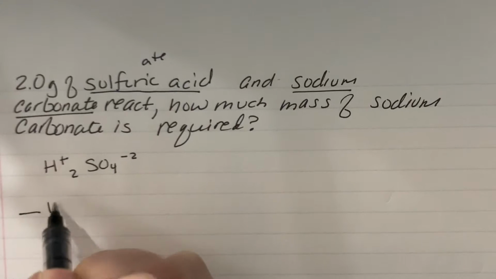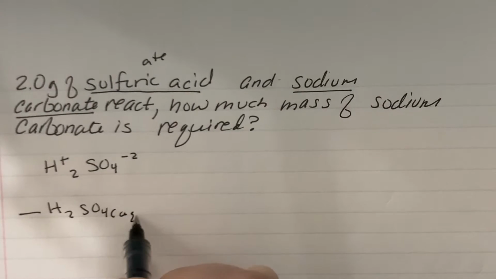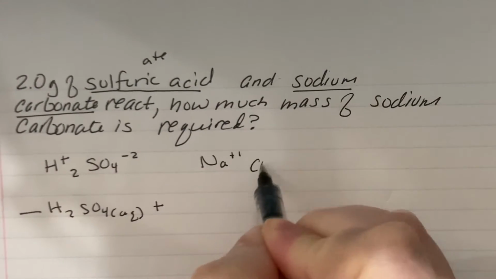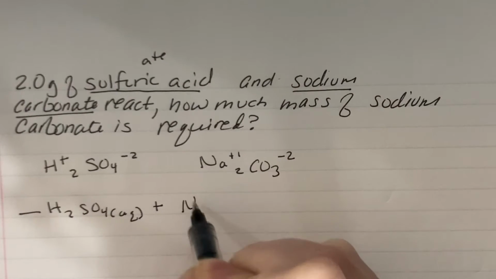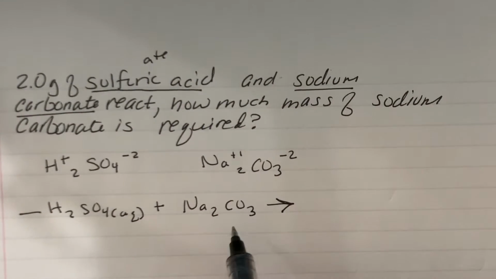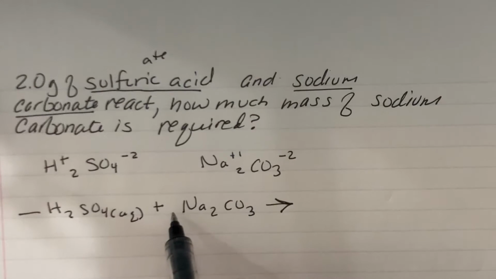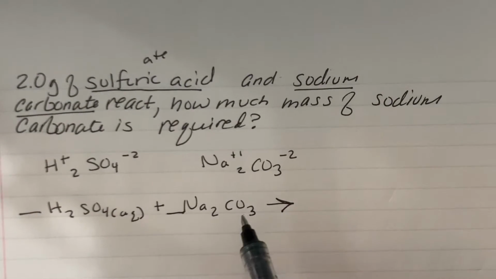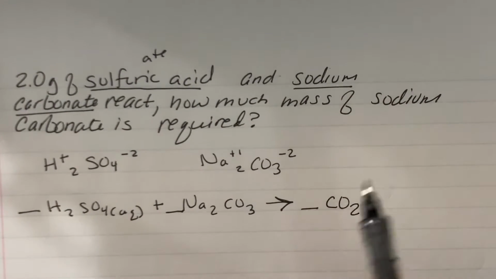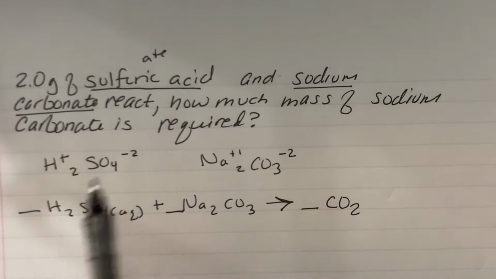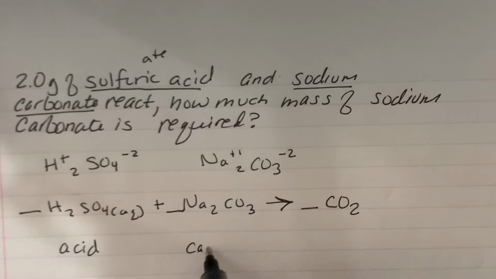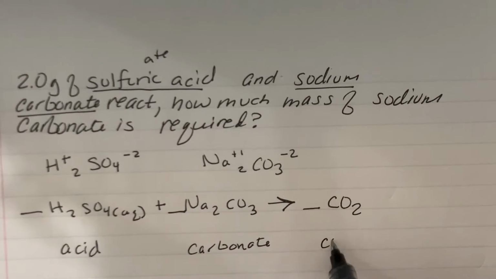So I crisscross. H2SO4, acids are aqueous, plus sodium carbonate, Na plus 1, carbonate CO3 minus 2, crisscross. Yields. Okay, so when you see a carbonate, it's not a straight double replacement reaction, because that carbonate gets broken down and carbon dioxide gets released. So anytime you see carbonate in your reaction, when it's like this, acid and a carbonate, you're going to get a carbon dioxide.